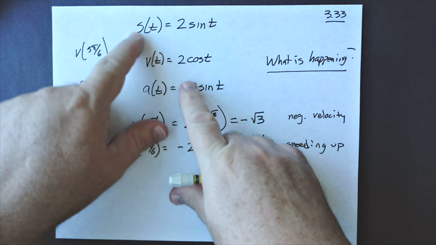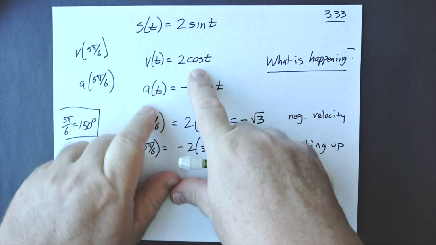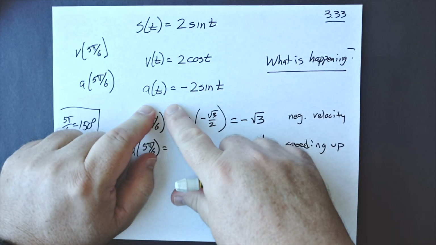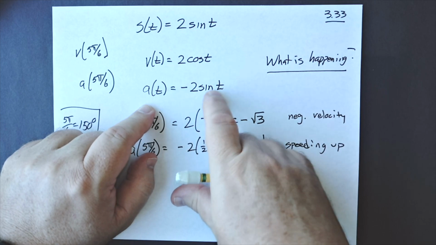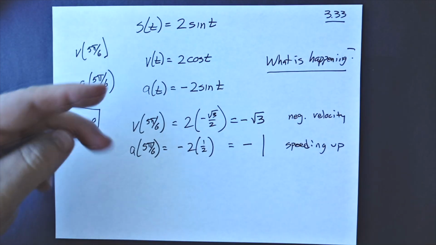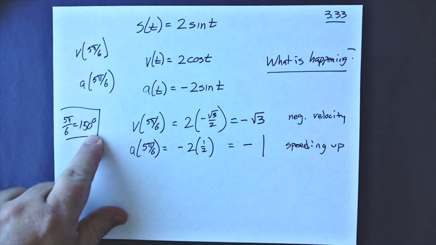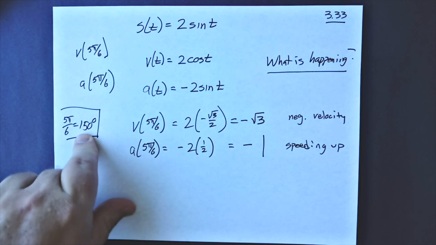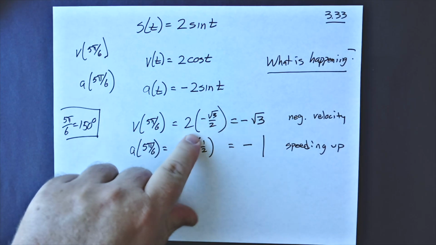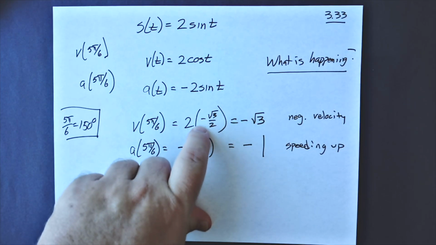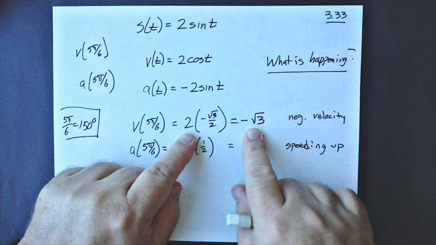You know that the velocity is the derivative of the position, so that's going to be 2 cosine t. And then the acceleration function is the derivative of that function, so the derivative of 2 cosine t is negative 2 sine t. So then we're going to plug in our value here, and remember that 5 pi over 6, for those of you that are radian phobic, is 150 degrees. So the velocity at 5 pi over 6 would be 2 times, and again, this comes from the unit circle or your calculator, 2 times negative square root of 3 over 2, which would be negative square root of 3.